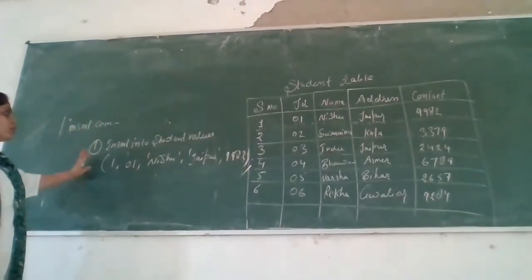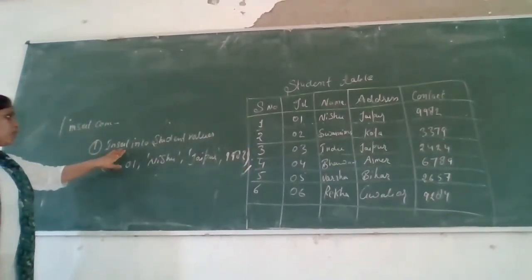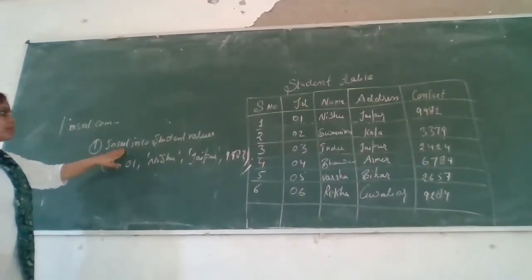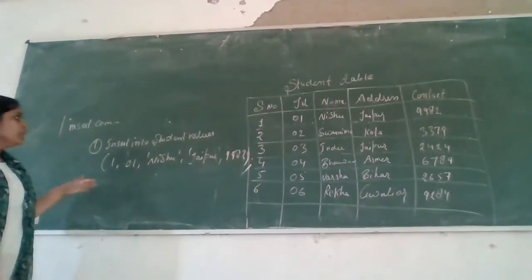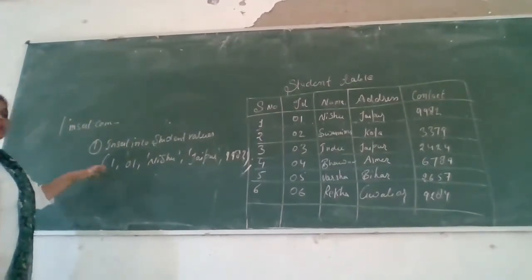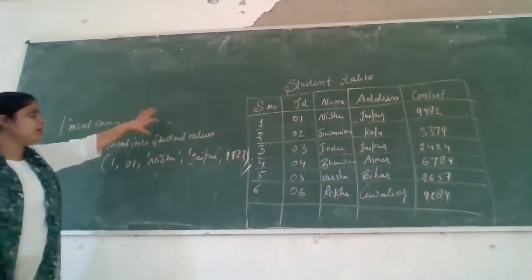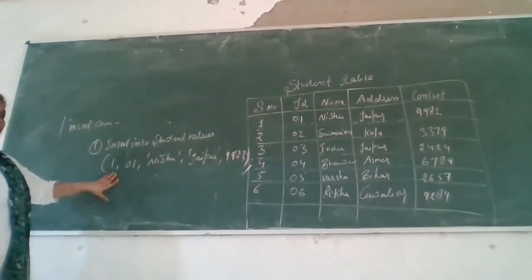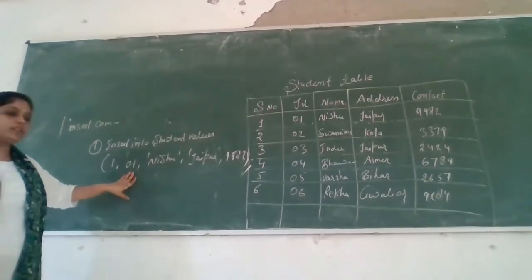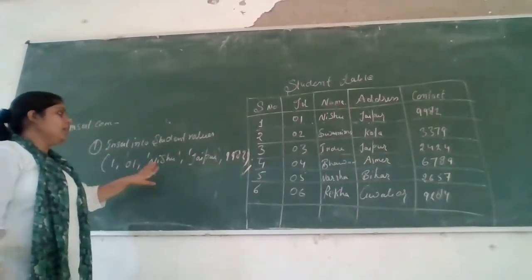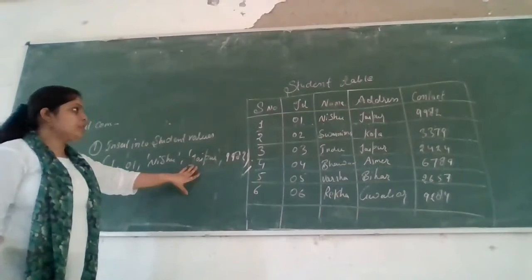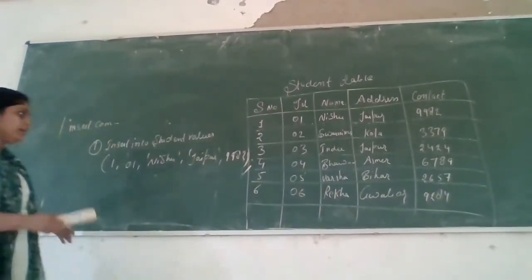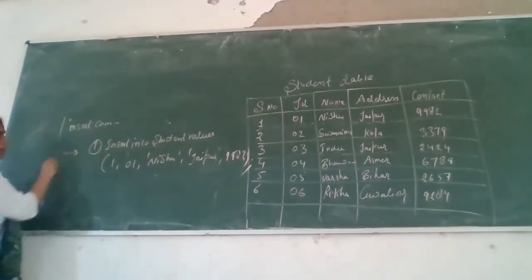Clear? So after using this insert command, insert into student values, it means we insert the value in the student table. The values are: 1 is used for serial number, 01 is used for ID, Nishu is used for name, Jaipur is used for address, and 9982 is used for contact. This is the first command.